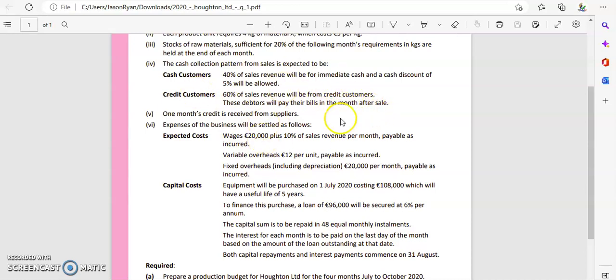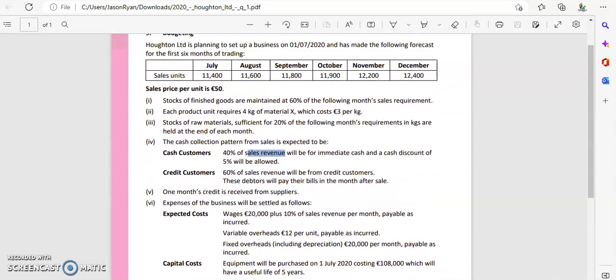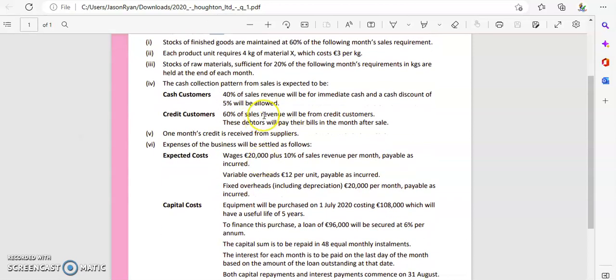So we have a little adjustment to do to calculate, number one, what is our sales figure. You need to calculate our sales revenue first of all. Now it tells us up here that the selling price is €50 per unit sold. When we get our sales, we're going to get 40% of that, which is for our cash sales for this month. We have to calculate the 5% discount. That discount will go into our trading and profit and loss account, which is the next part. And then the rest, your credit sales, will be 60% of the revenue.